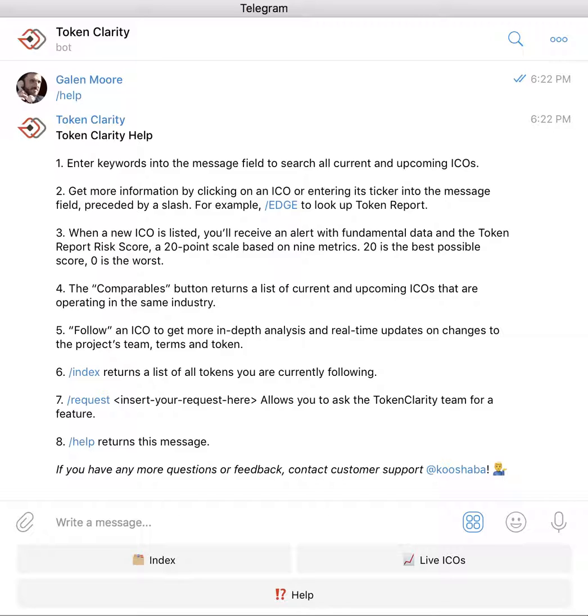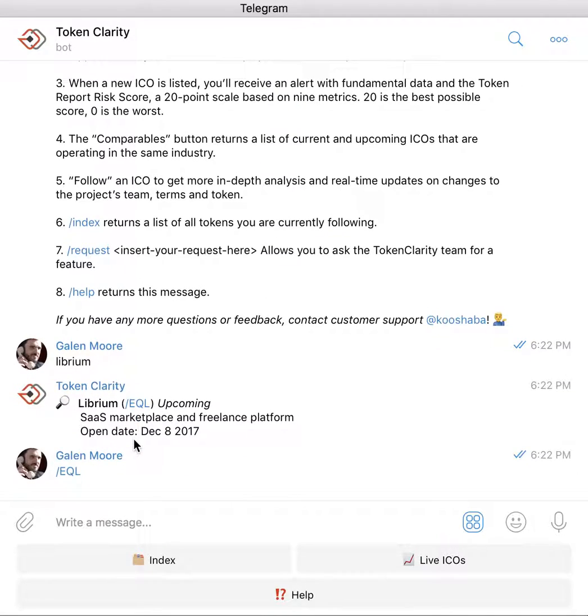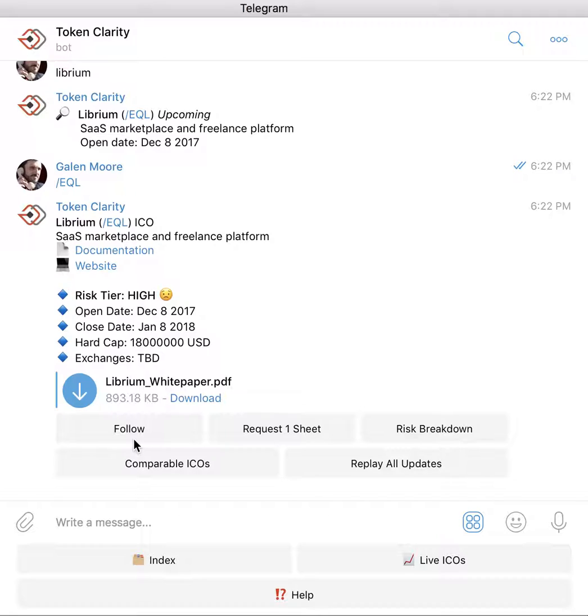So what happens when you see an alert on a new ICO? What can you do? Let's take an example of one that came up today, a project called Librium. They're doing a peer-to-peer marketplace for freelance work. And their ICO opens in December. So this is all the basic information you might want to know about a project like Librium. When does it open? When does it close? What is the hard cap that they're looking to raise? Links to their white paper and to their website make it easy to find out a little more.